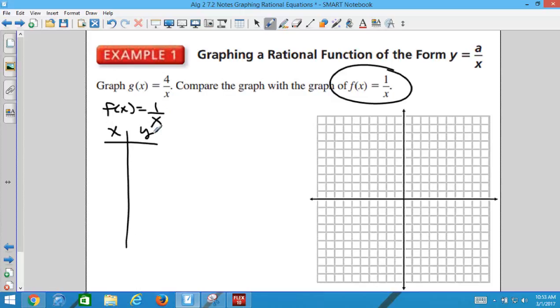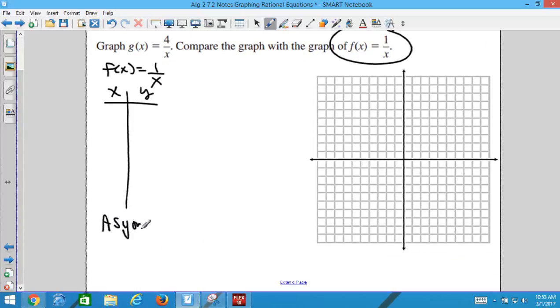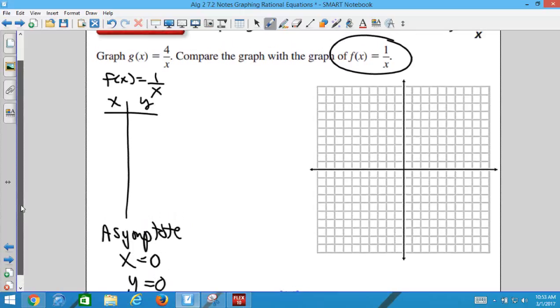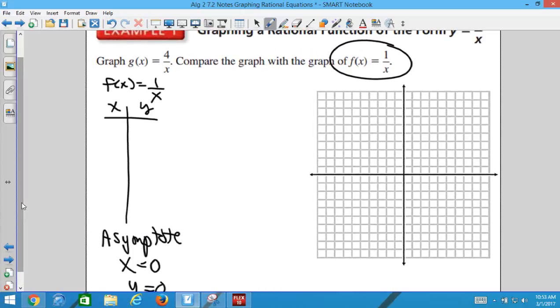And we're going to plug in numbers for x. What's something that I cannot plug in for x? Zero. It's undefined. So I know that there is an asymptote at x equals 0. There's also an asymptote at y equals 0. So what can I plug in for x? Only positives? No. Any number that's not zero. Anything but 0.